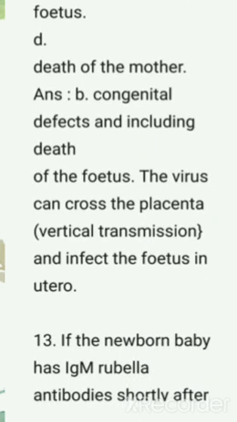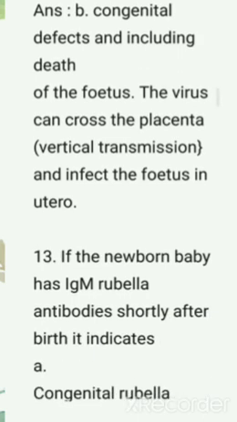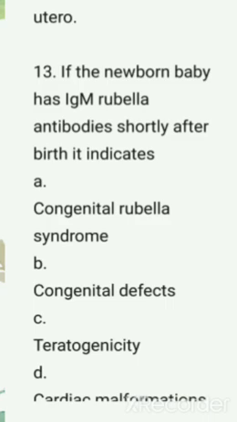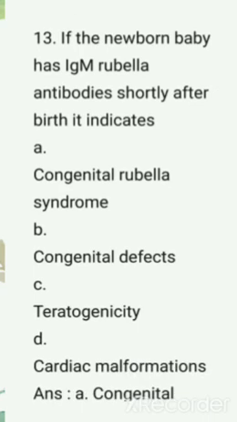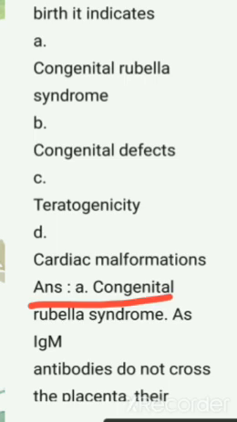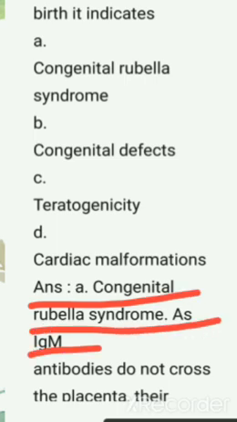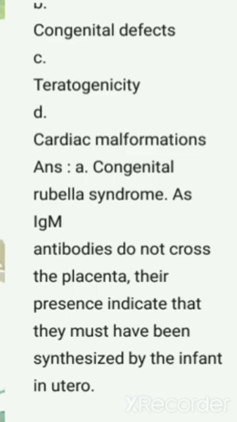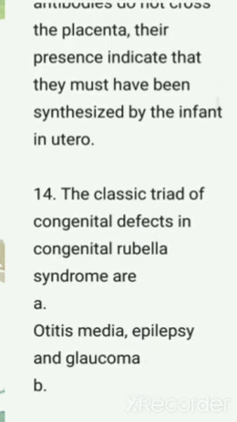The virus can cross the placenta, that is called vertical transmission, and infect the fetus in utero. Question number 13. If the newborn baby has IgM rubella antibodies shortly after birth, it indicates, options are: A. Congenital rubella syndrome, B. Congenital defects, C. Teratogenicity, D. Cardiac malformation. Correct answer option A, congenital rubella syndrome, as IgM antibodies do not cross the placenta. Their presence indicates that they must have been synthesized by the infant in utero.